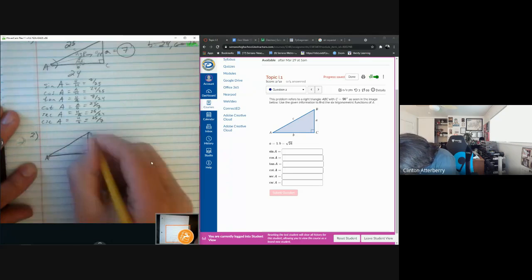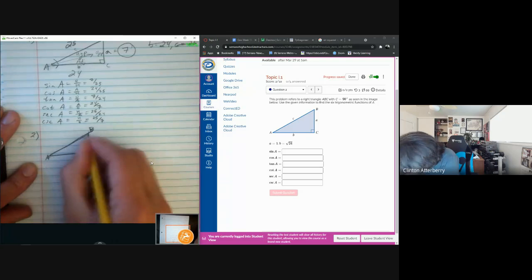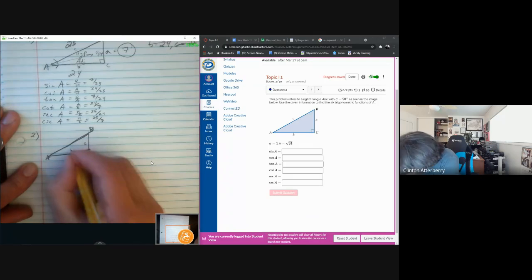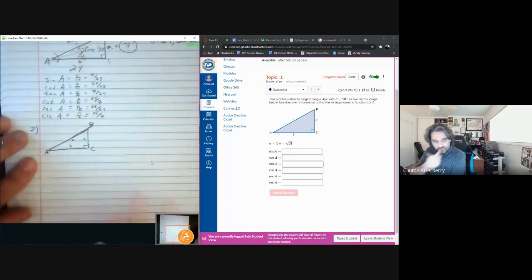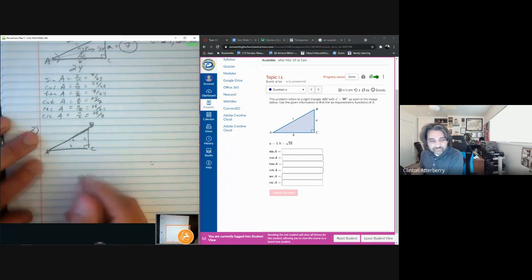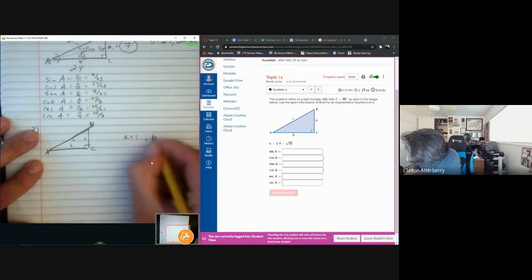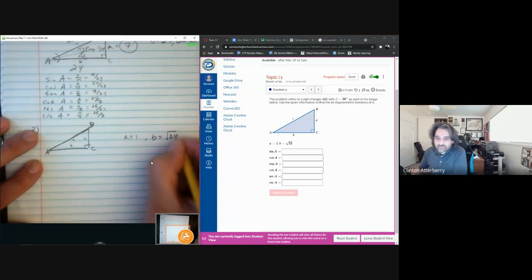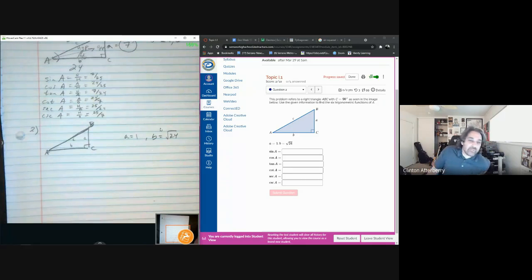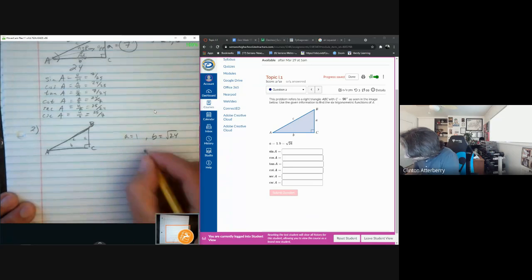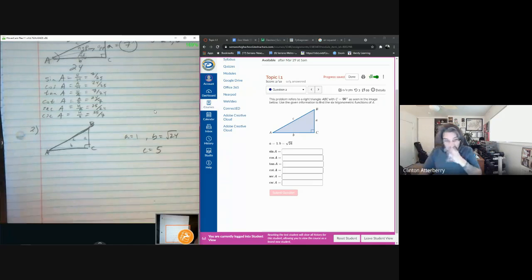This is A, B, and C. Okay, this is A, B, and C. So sine of A, A equals 1, and B equals the square root of 24. So your C value would equal 5. I'm going to guess that because 1 squared plus the square root of 24 squared is going to equal 25.